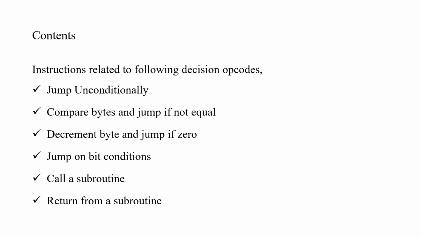If you see the contents for the branch instructions, we'll study some of the decision opcodes. The first one is unconditional jumps. We'll compare bytes and jump if not equal, and also we'll study decrement byte and jump if 0.